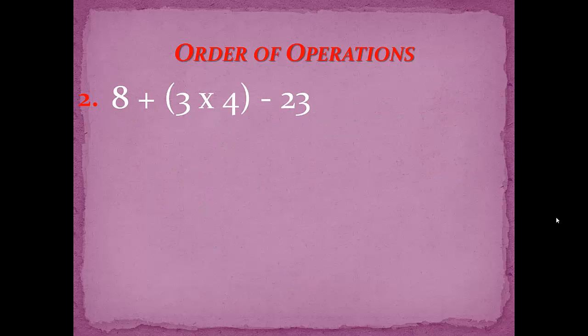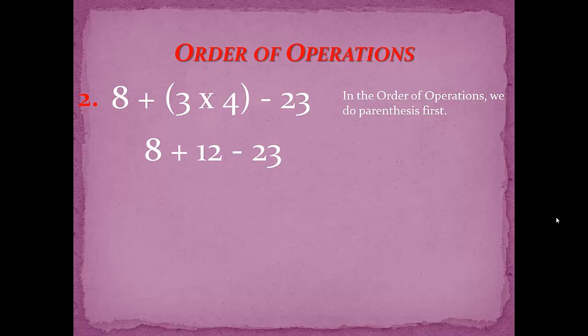For our second problem, we have 8 plus the quantity 3 times 4 minus 23. In the order of operations, we do parentheses first. So we'll do 3 times 4 because that's in parentheses. And 3 times 4 is 12. So we have 8 plus 12 minus 23. We can skip exponents because we do not have any exponents in this problem.